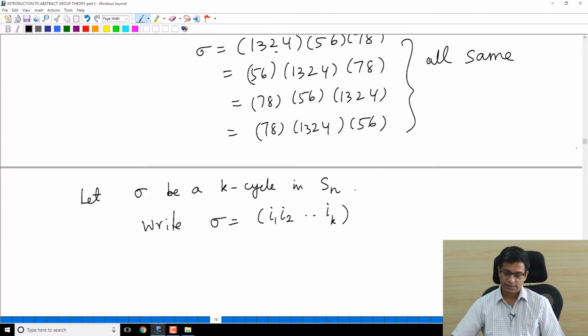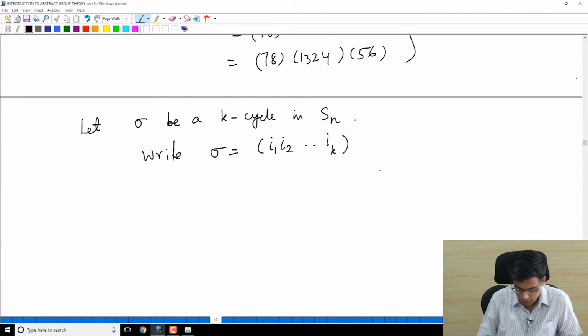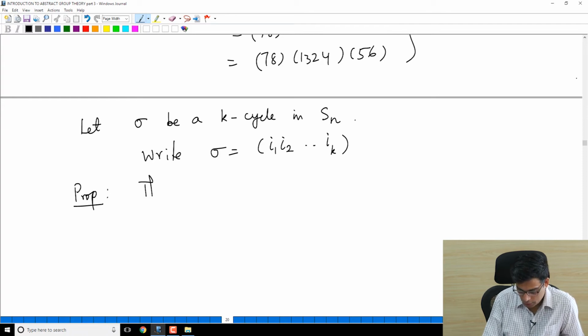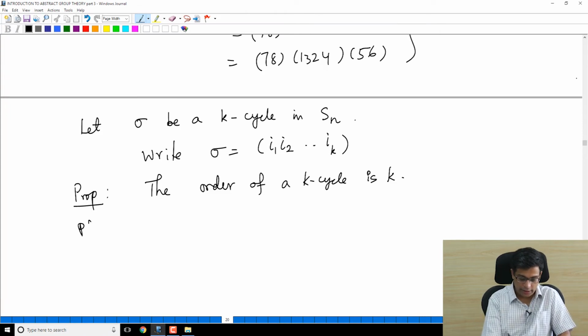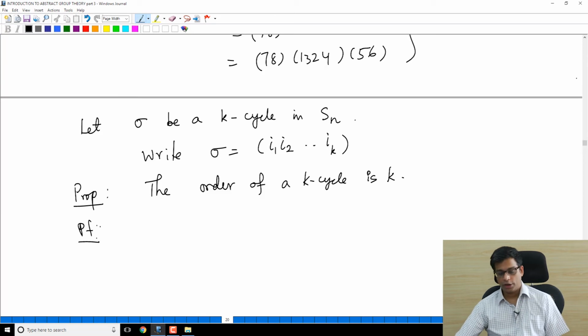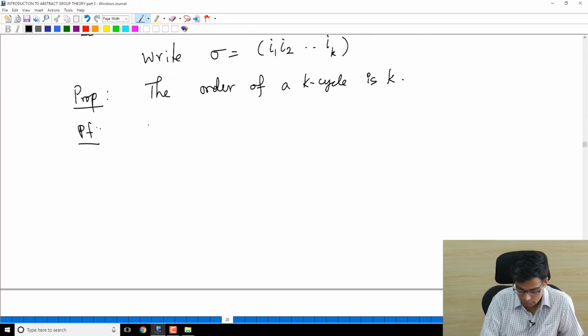Now I am considering a single k-cycle. I want to prove the proposition that the order of sigma, in other words, the order of a k-cycle is k. So the order of a k-cycle is k. So recall what is the order of an element.